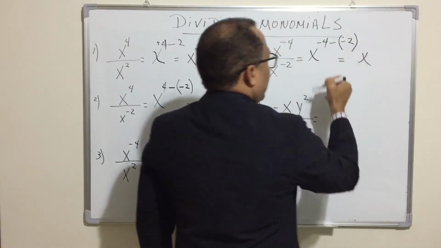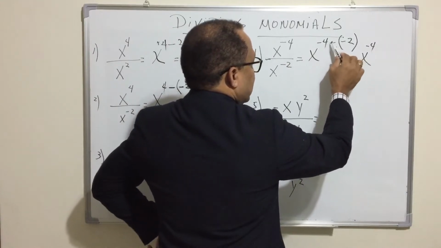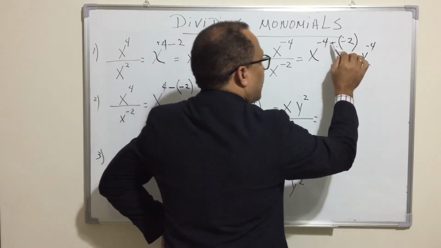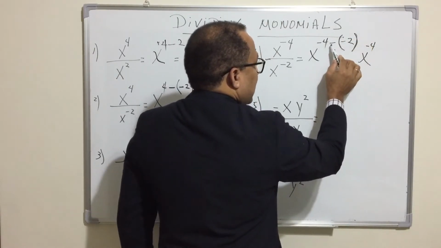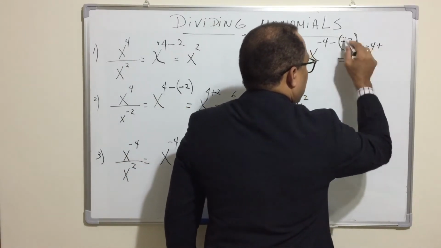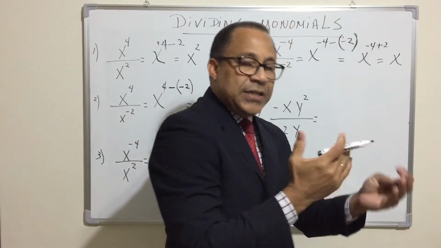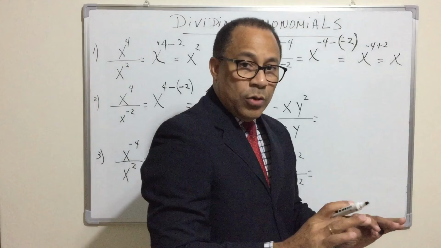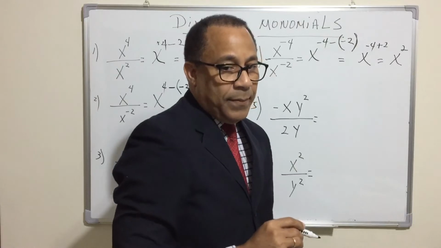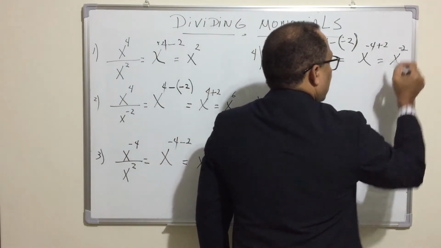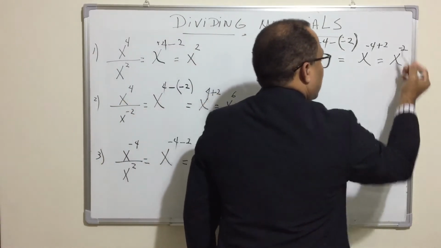Equals x. Copy the negative 4, and then what happens here? What's happening is that I need to multiply, but multiply what? Multiply the signs. These two signs are multiplying because of this. It is negative times negative equals to positive 2, equals x. Negative 4 plus 2, the signs are different. I subtract the numbers. 4 and 2 is 2. And I copy the sign of the greatest of them, which is a negative. So x to the negative 4 divided by x to the negative 2 is equal to x to the negative 2.